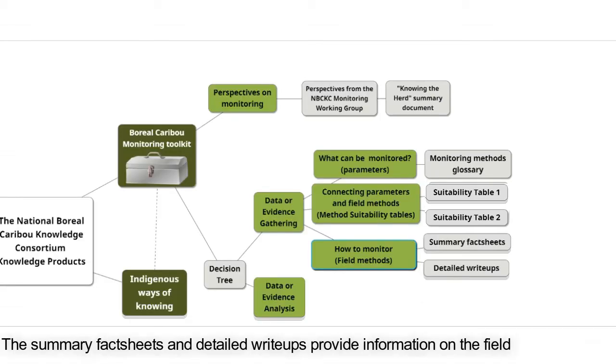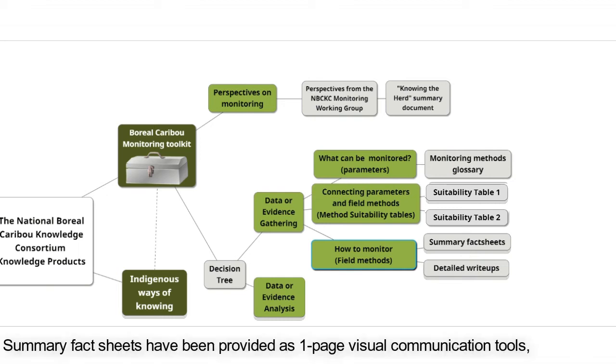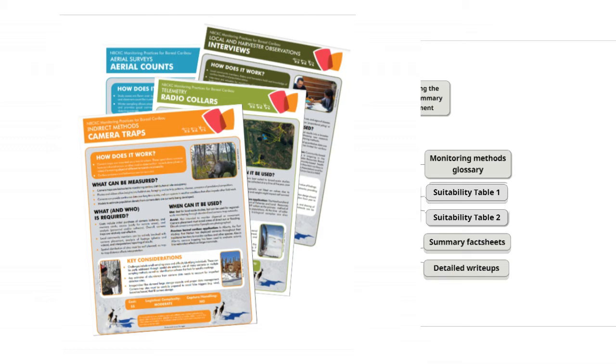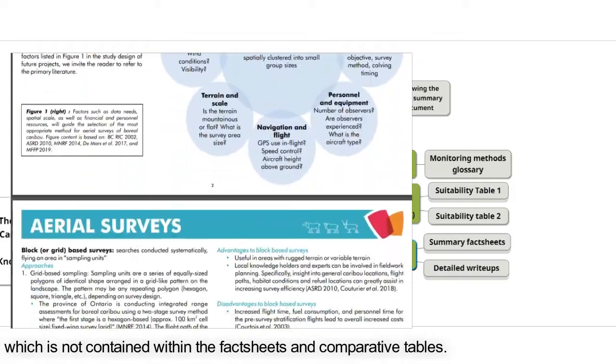The summary fact sheets and detailed write-ups provide information on the field methods which are commonly used in Canada in boreal caribou monitoring programs. Summary fact sheets have been provided as one-page visual communication tools and are intended to be an overview of how to complete a particular monitoring method. Detailed write-ups, as the name suggests, provide all of the detailed information which is not contained within the fact sheets and comparative tables.